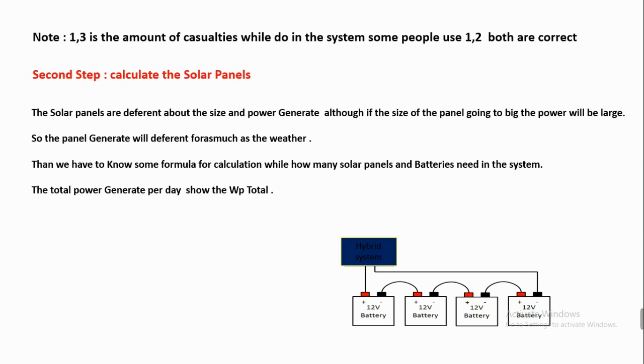Solar panels differ in size and the power they generate. If the size of the panel is bigger, the power will be larger. The power generated will also differ according to the weather. Then we have to know some formulas for the calculation, to find how many solar panels and batteries are needed in the system. The total power generated per day is shown as the total WP.